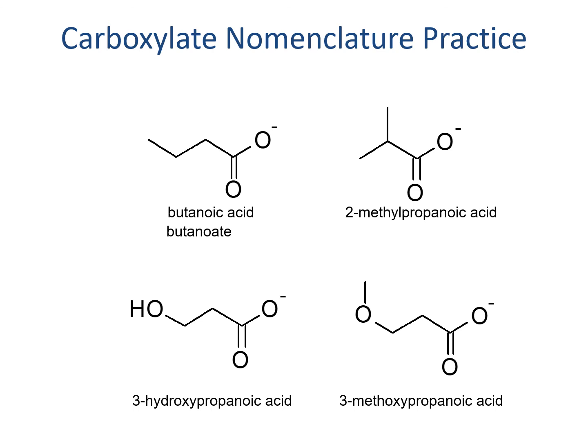Pause and try to identify the other carboxylates. The top right, we have 2-methylpropanoic acid becoming 2-methylpropanoate in its basic form. Then we have 3-hydroxypropanoic acid, becoming 3-hydroxypropanoate in its basic form. And finally, 3-methoxypropanoic acid becoming 3-methoxypropanoate in its conjugate base form.